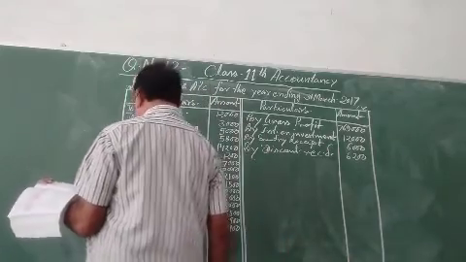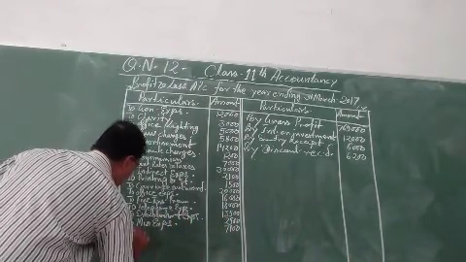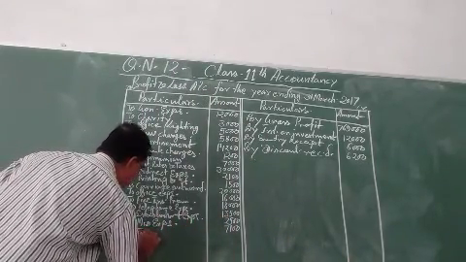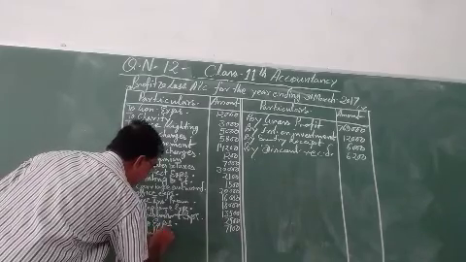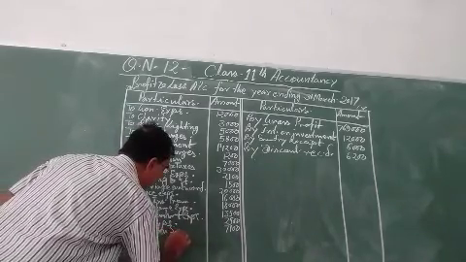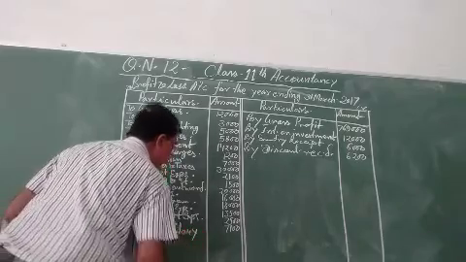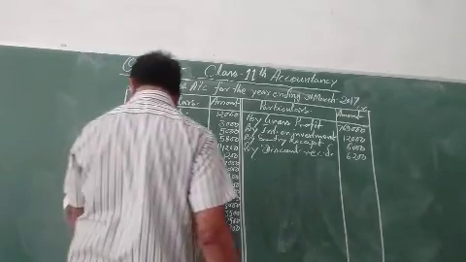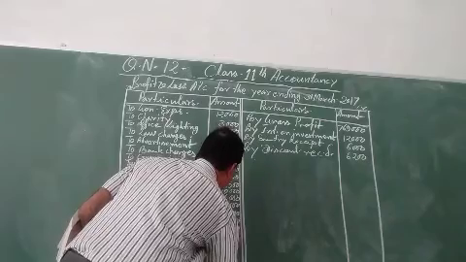Traveler's salary. Just the traveler's salary, that one is the expense. Traveler's salary is given in the debit column of the profit and loss account, 60,000.